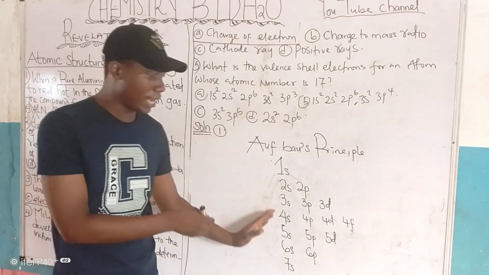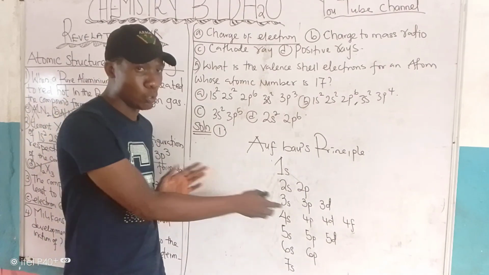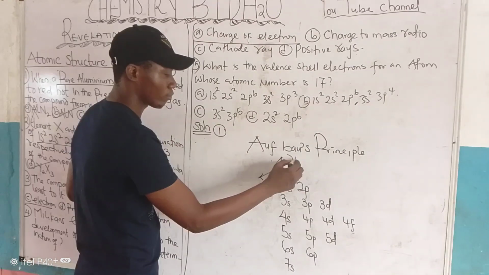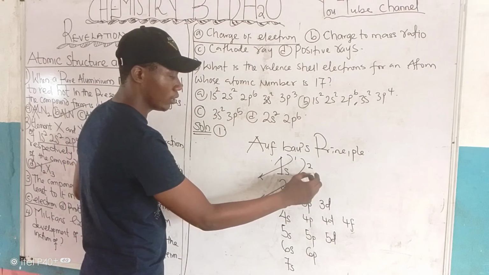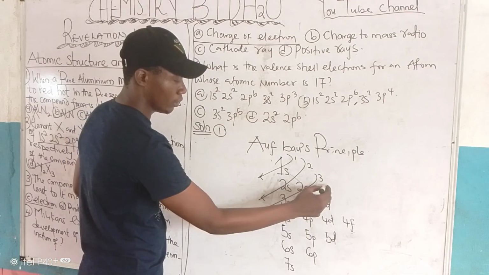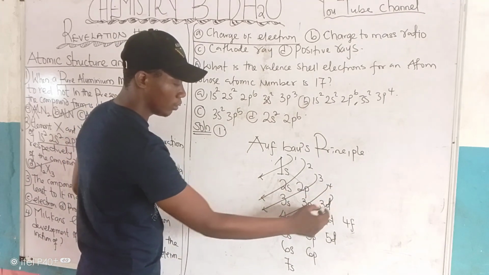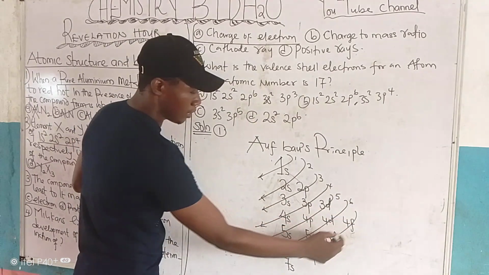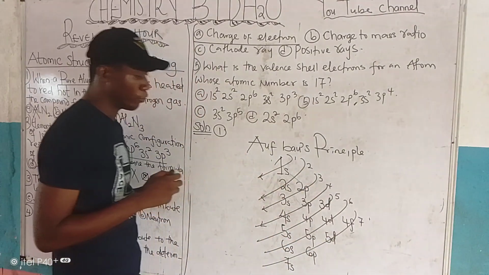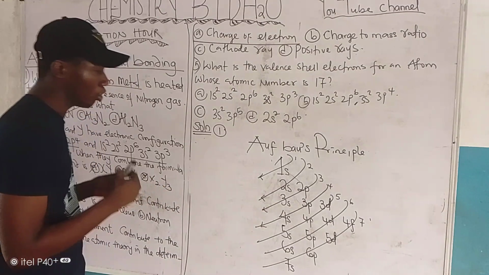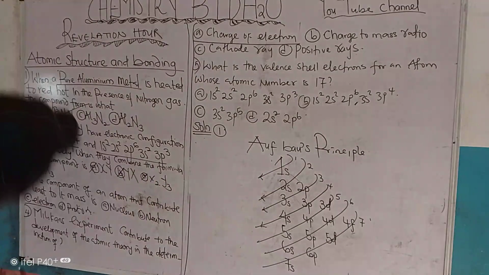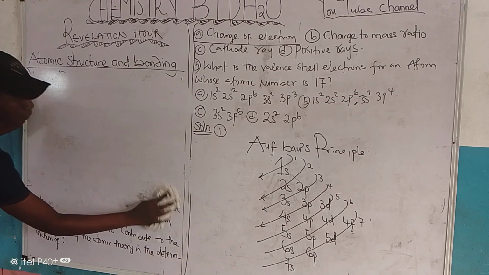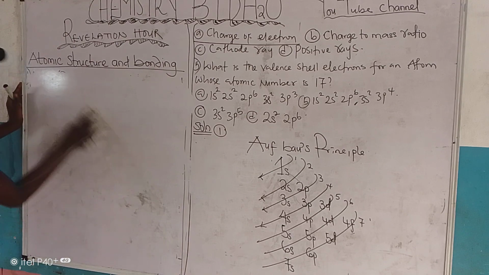Now if you have this triangle this way, you can arrange these orbitals in a horizontal format by following the steps like this. This is number 1, this is number 2, this is number 3, this is number 4, this is number 5, this is number 6, and this is number 7. So if you have it this way, you can arrange these orbitals this way. Let me clean this off the board so that we have space for that.